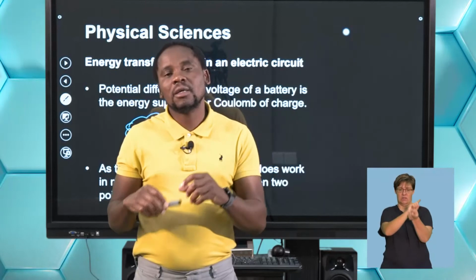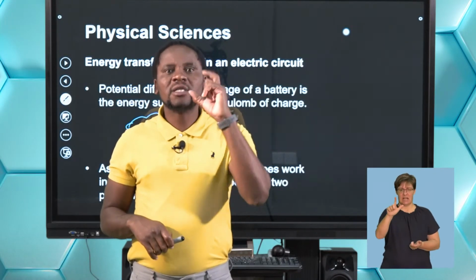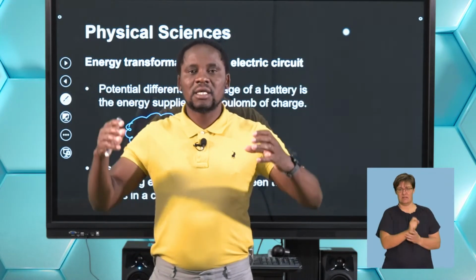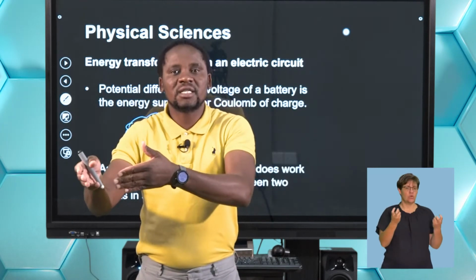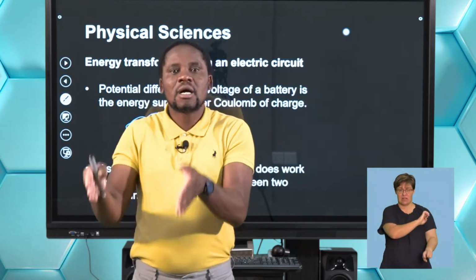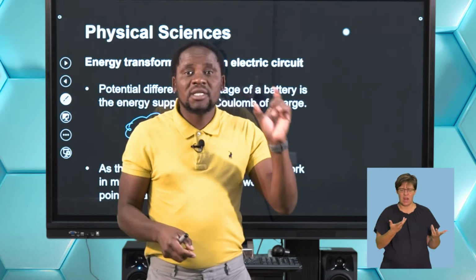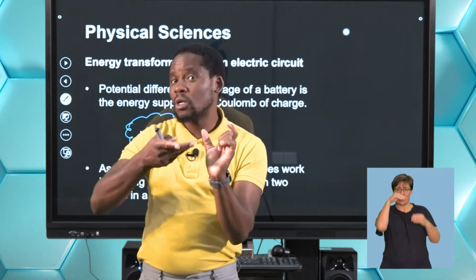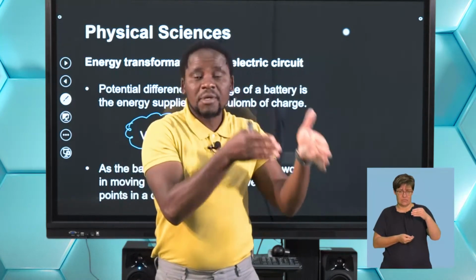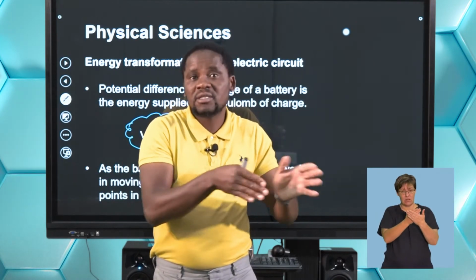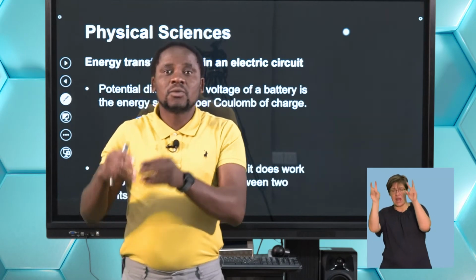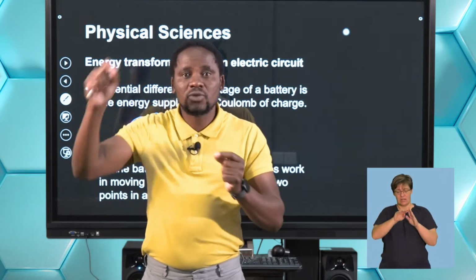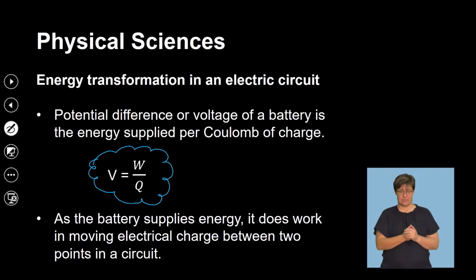If you look at a cell or a battery, in its own right, it is the source of electrical energy, but that electrical energy comes from chemical potential energy, which is stored inside the battery. So already we are beginning to talk about energy conversion from chemical potential energy inside the battery to electrical energy, where the charges start to actually move. Okay, so the potential difference or voltage of a battery is the energy supplied per coulomb of charge.